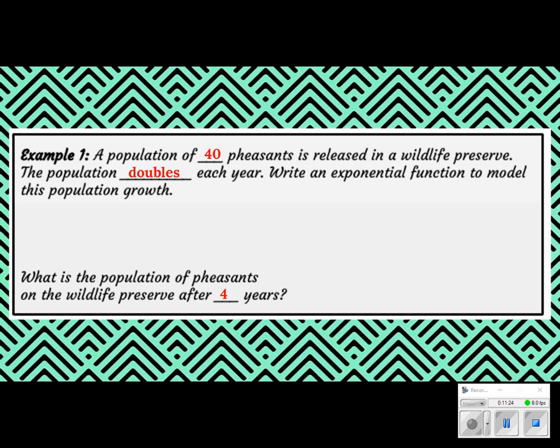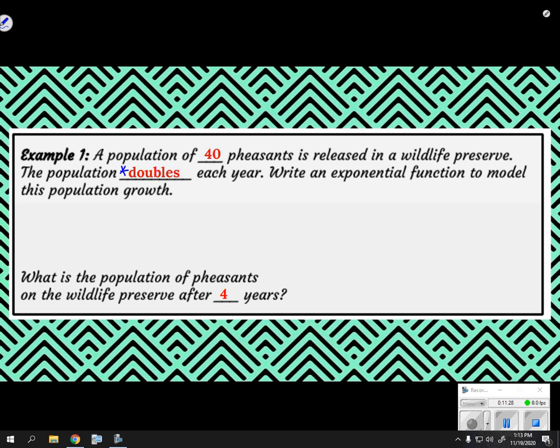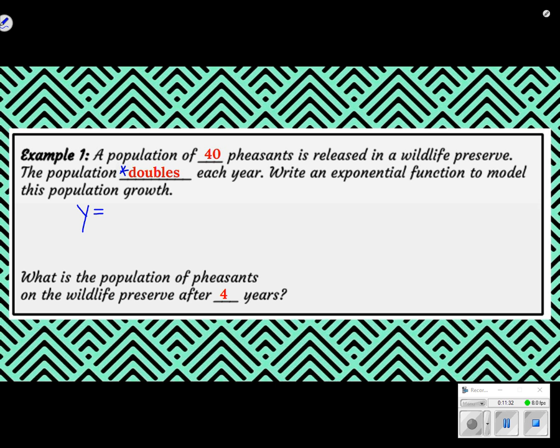Okay, so this says doubles. And so this is one of those ones where it was that very first one, y equals a times b to the x, that I recommended you use anytime you see the words half, triple, double, quadruple, something like that. All right, we need a to be our starting amount. How many pheasants did we start with? 40. So there's a 40 that's going to go in for a.